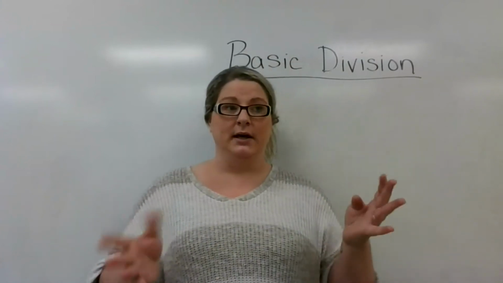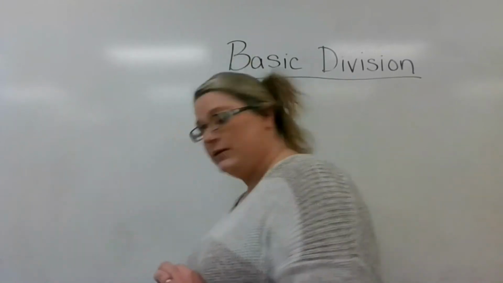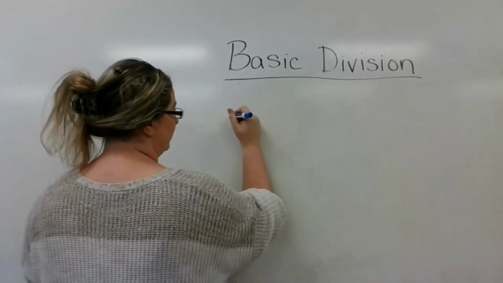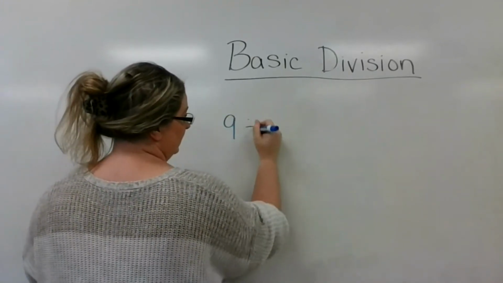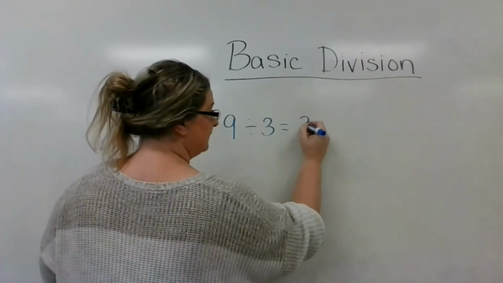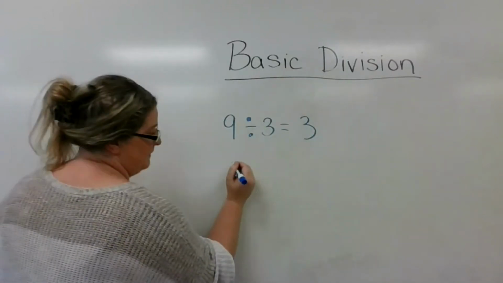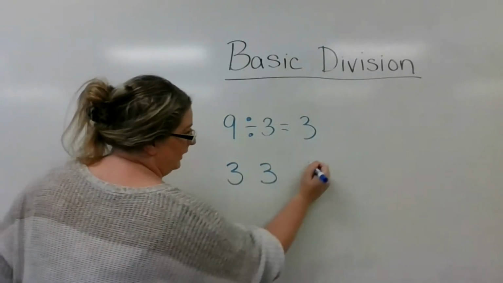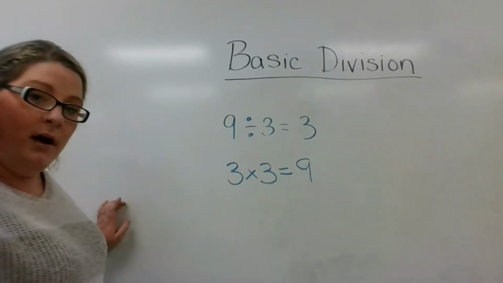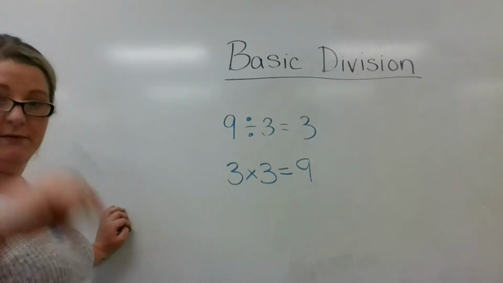That means if you flop your problem around, you'll get a multiplication fact. I want to show you. For example, if we have 9 divided by 3, well, that's 3, right? But if we flop it around and take all of the pieces and put them backwards, so we have 3 and 9. So division is the inverse of multiplication, and multiplication is the inverse of division.